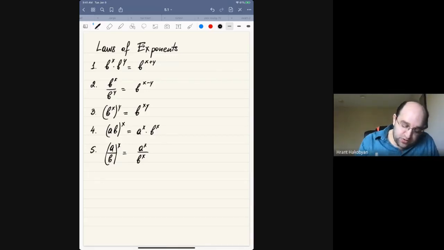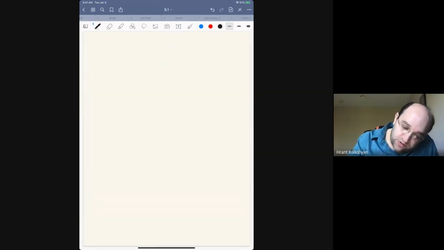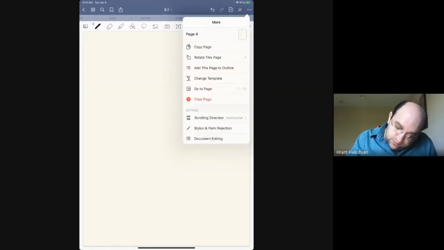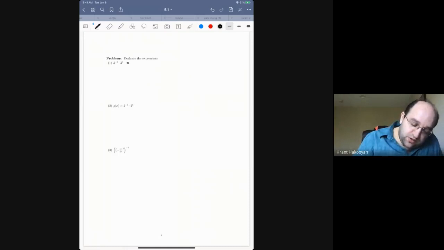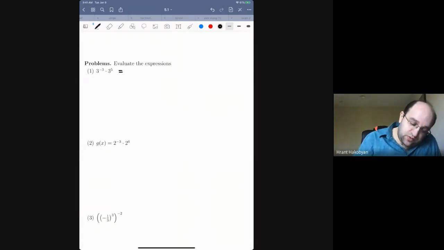Okay, so I'm gonna be using these rules to deal with this problem. So now I have 3 to power negative 3 times 3 to power 5. What I do is I add the powers, right? So it's going to be 3 to power negative 3 plus 5, which is 3 to power 2. So the answer is 9.